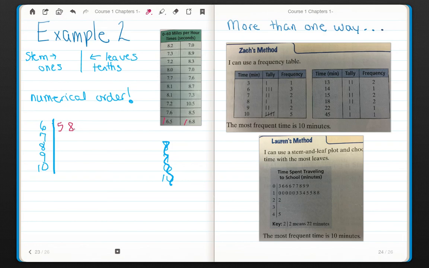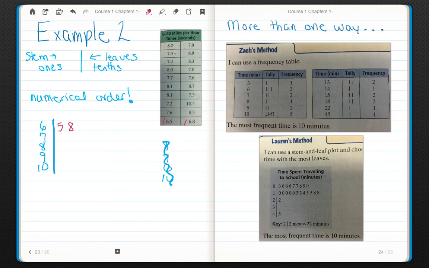Now notice there are no commas between them, but there is a slight space. This is not 58, it's a 5 and an 8. Don't separate using commas, just leave a little bit of a space. Okay, so there is my 6 stem and leaves. I'm done with my 6s.